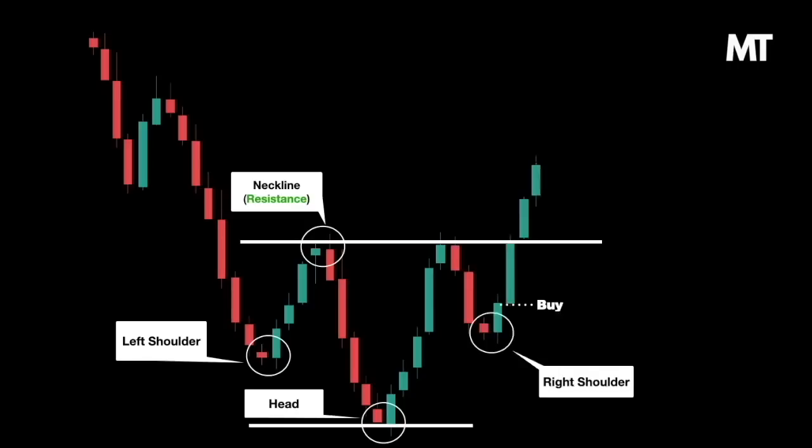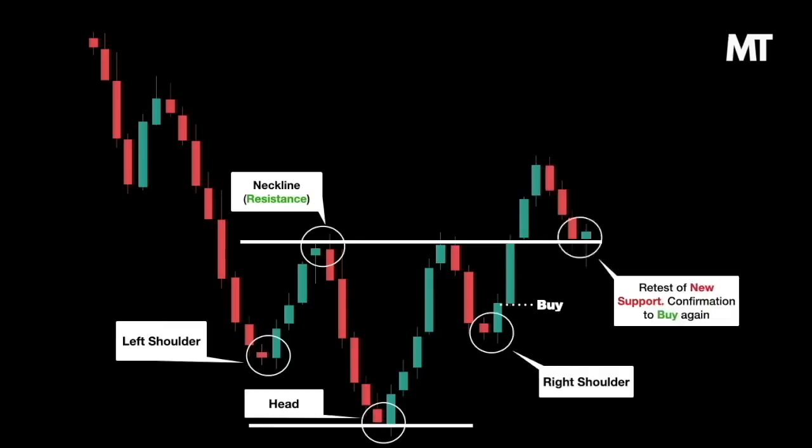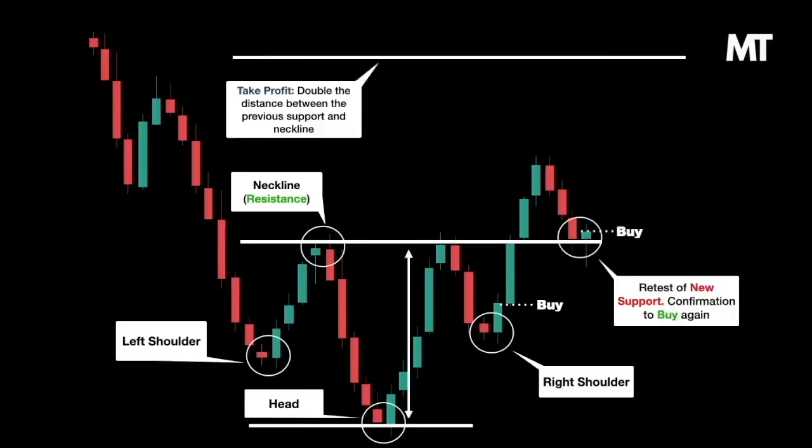Price then pushes upwards and breaks the neckline. Once the neckline is broken, price retraces touching the previous resistance level, that now has become support. When bullish price action confirmation is clear, we can enter a second trade. To calculate the target for the trades, we simply need to double the distance between the head and the neckline.